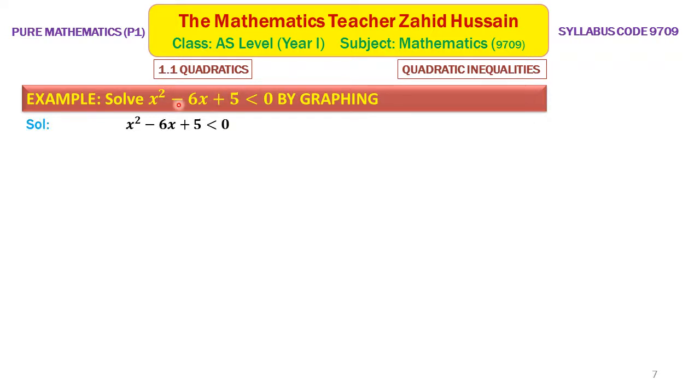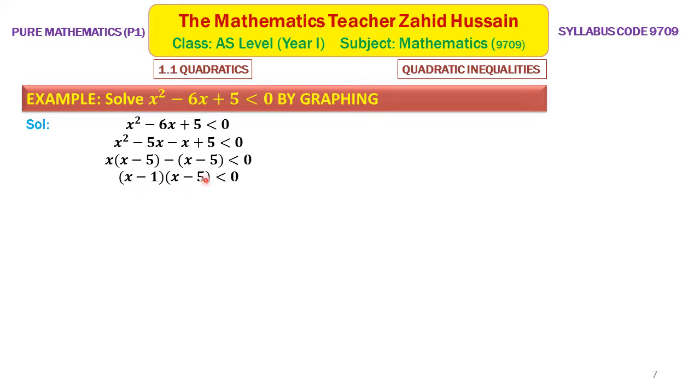We will solve this. We will factorize the expression on the left hand side. The inequality is already written in standard form. If this can be factorized, we will factorize, because its factors can be formed: x square minus 5x minus x plus 5. Factorize, and we get these 2 factors.